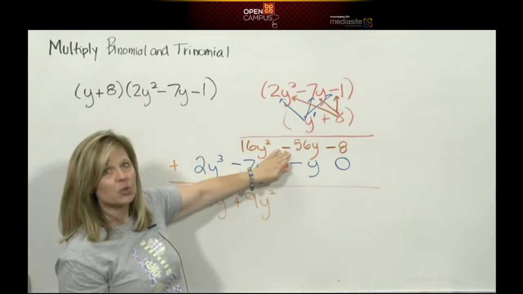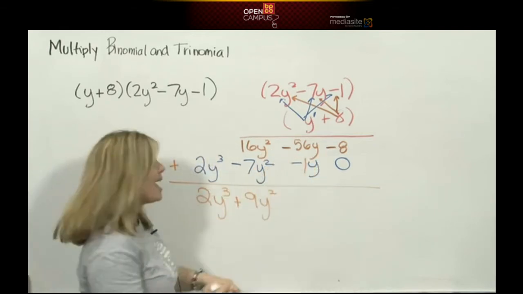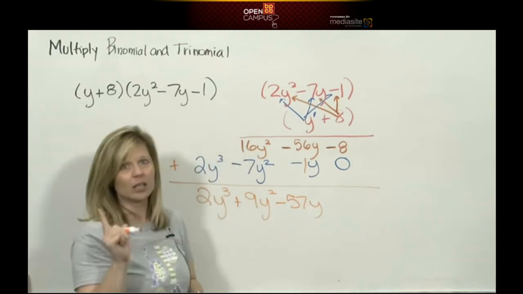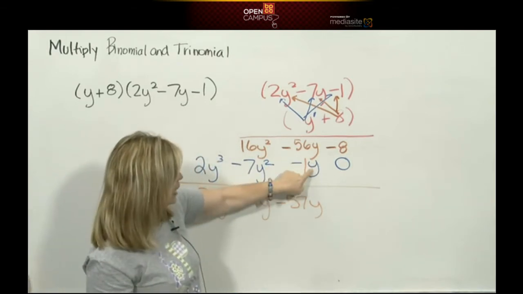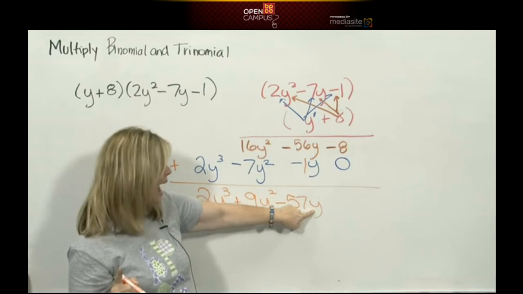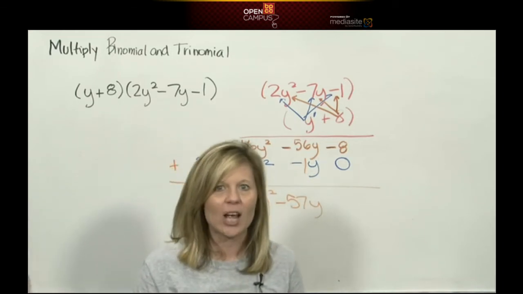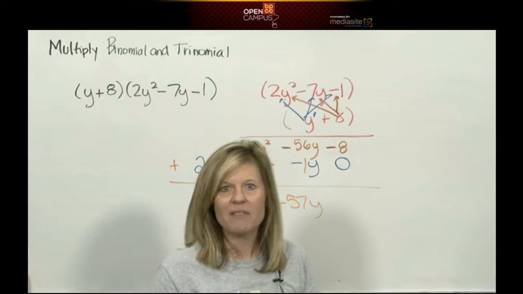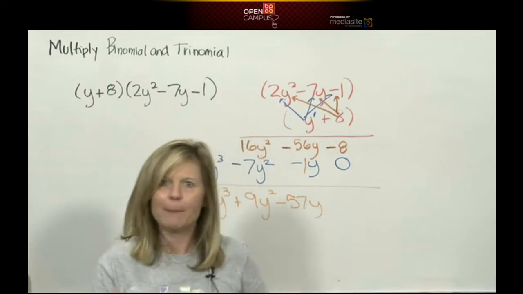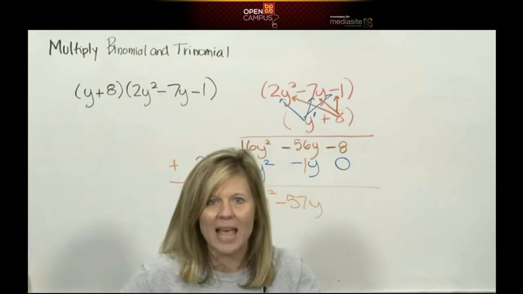Negative 56y and negative 1y. Well, they're both negative, so you would add them and get negative 57y. Now, everybody look, we're adding here. When we add, the letter stays the same. Do not add a y and a y and make y squared. When you add, it doesn't change. If I have a dog and you have a dog, we have two dogs. They don't change. If I have an apple, and you have an apple, we have two apples. It doesn't change when we add.